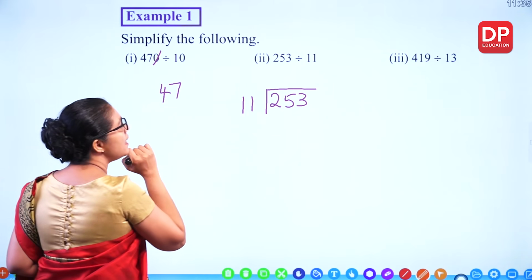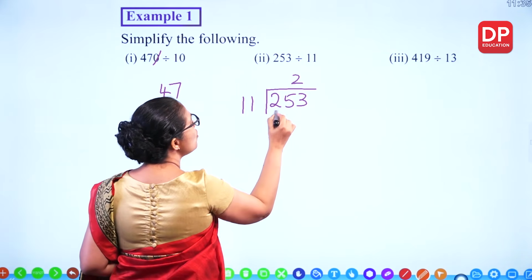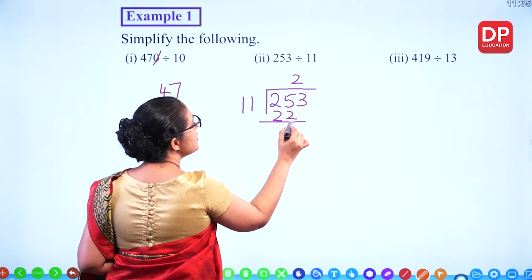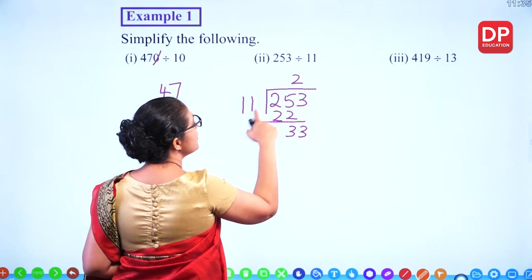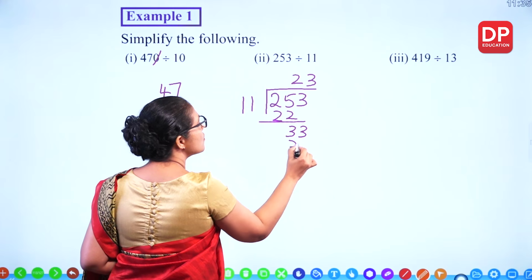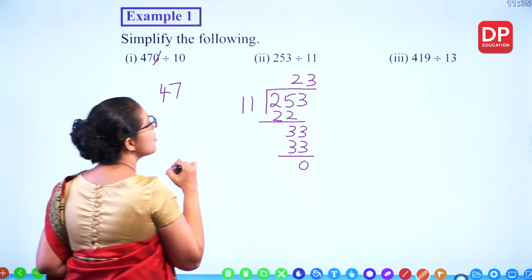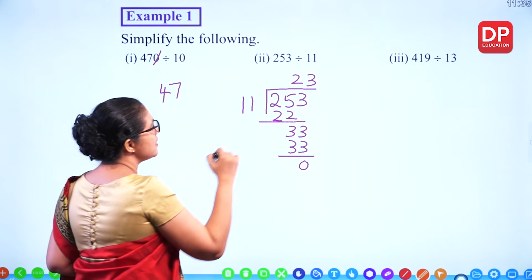253 divided by 11. 11 times 2, 22. Remainder is 3. For 33, that's 3. So remainder is 0. So what's the answer? 23.